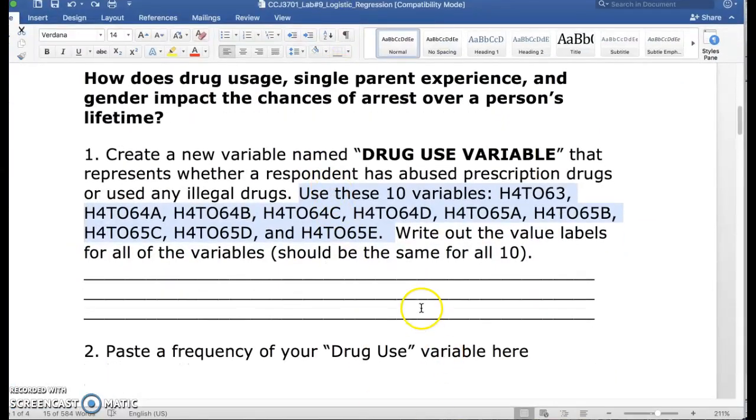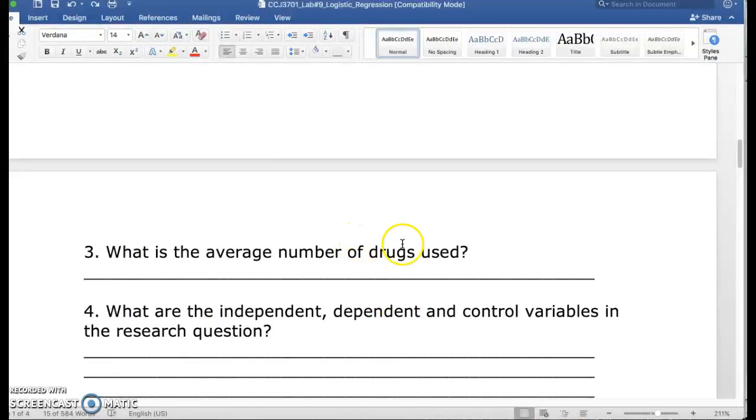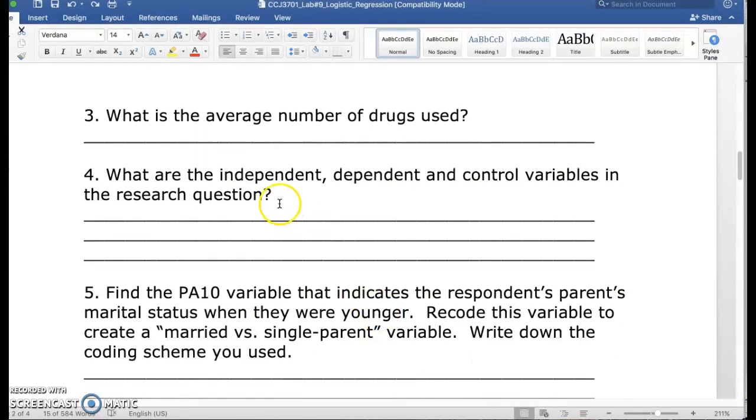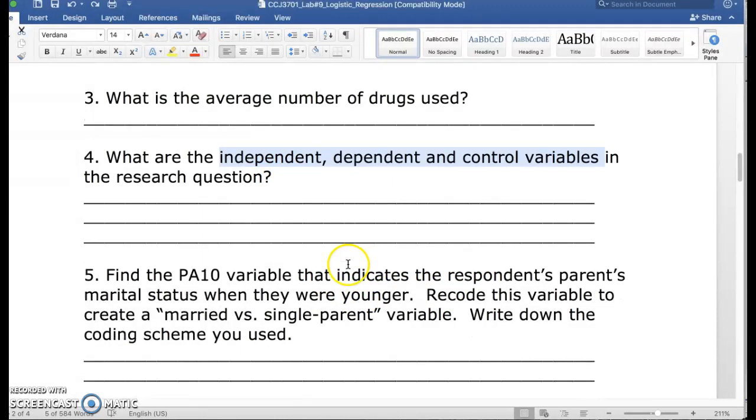Paste the frequency of your drug use variable here. What's the average number of drugs used? Then I ask you, what are those independent, dependent, and control variables? So you'll have to go back and look at how the question's worded to identify what they are, because you can't run an analysis if you don't know which one is which.